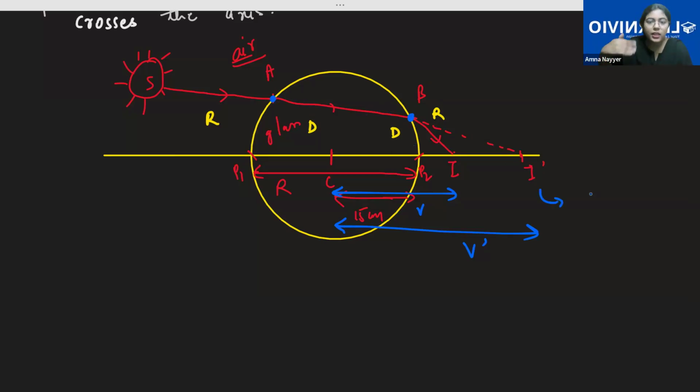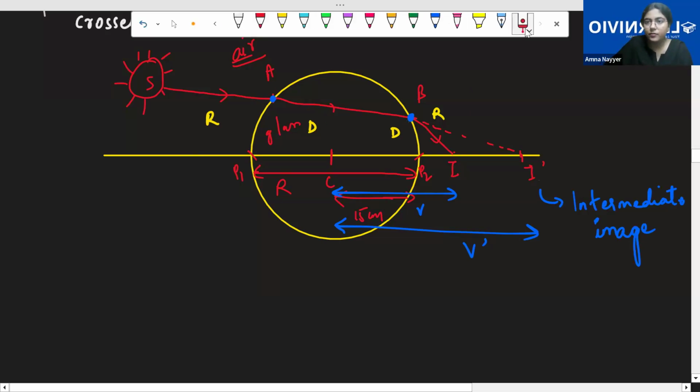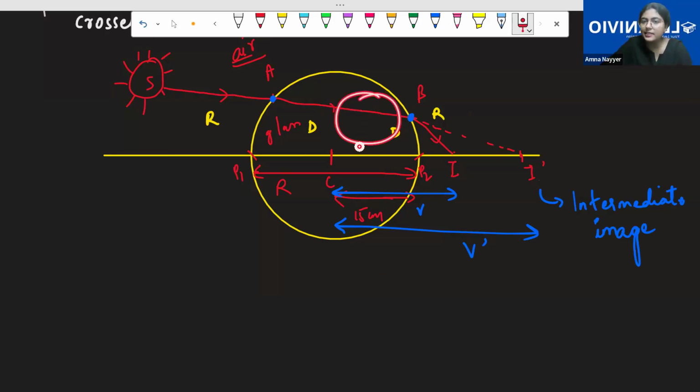These kinds of images, we call them virtual, because they are not yet formed. So this will be an intermediate image. Intermediate image will be formed here. Now, this intermediate image will act as a virtual object for the next surface. This ray of light will come and act as the incident ray of light. So that's why we say this is a virtual object.